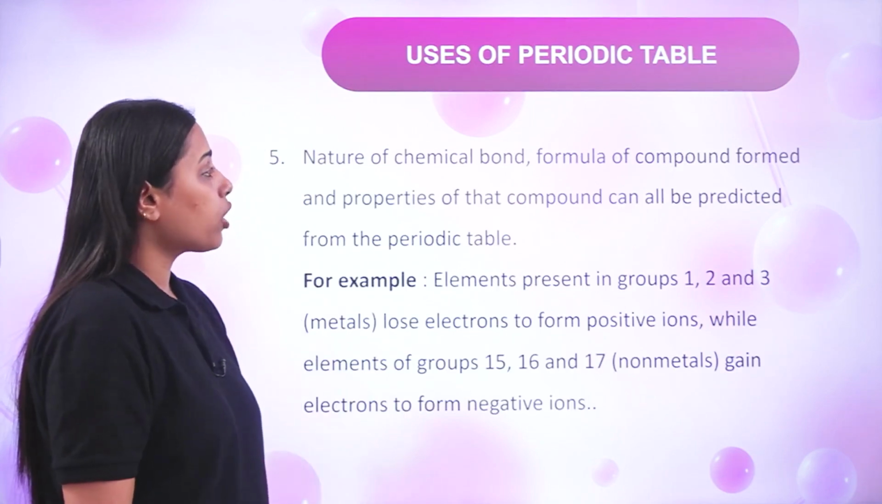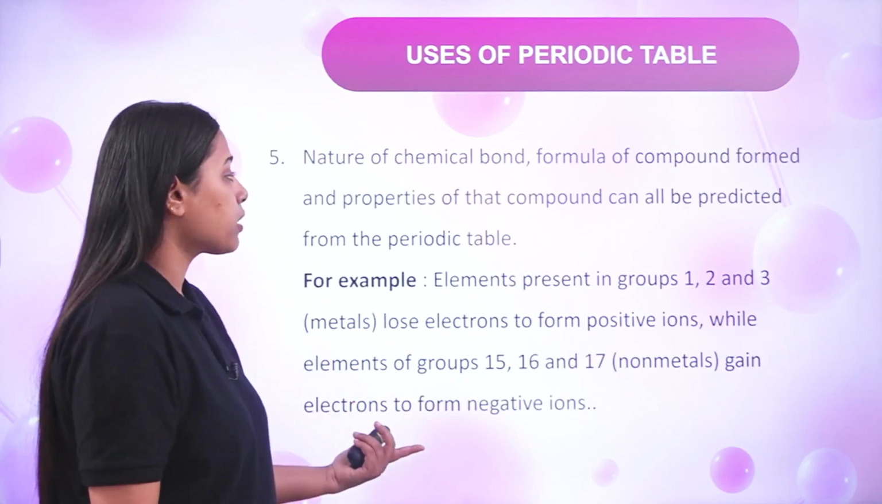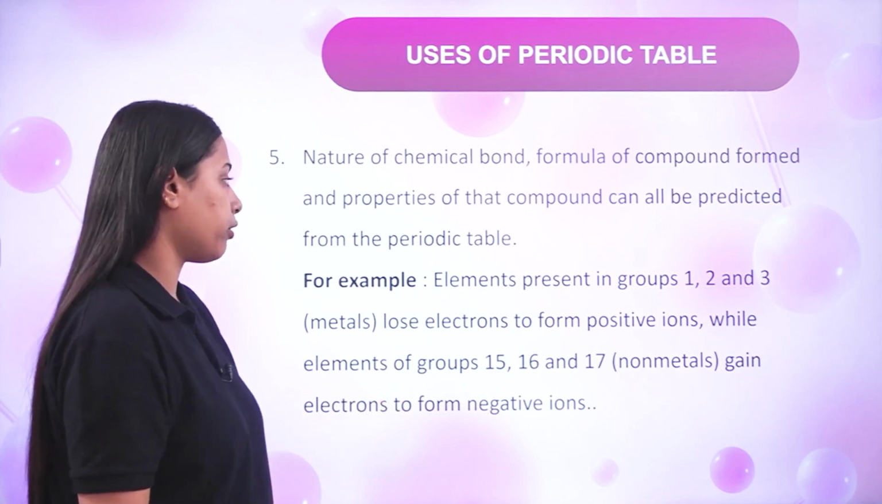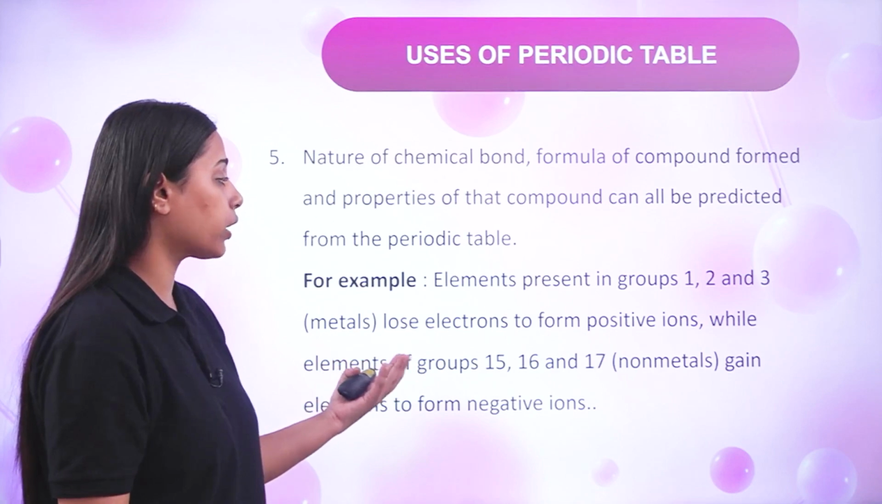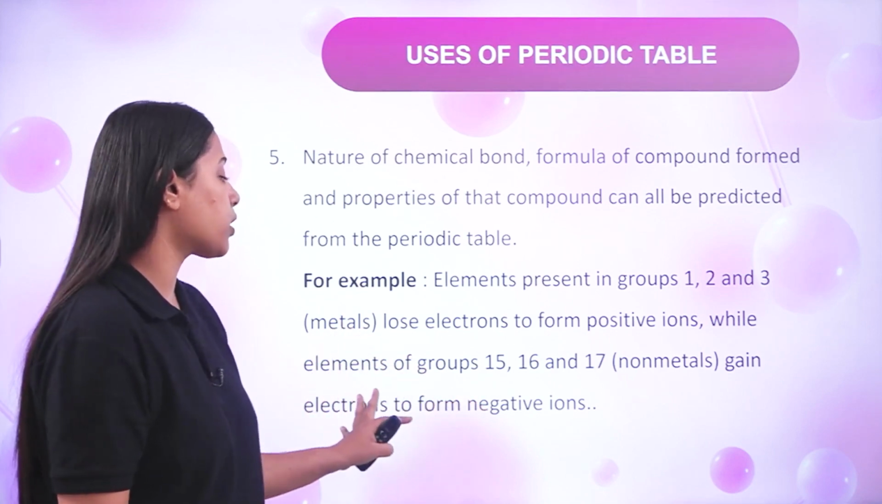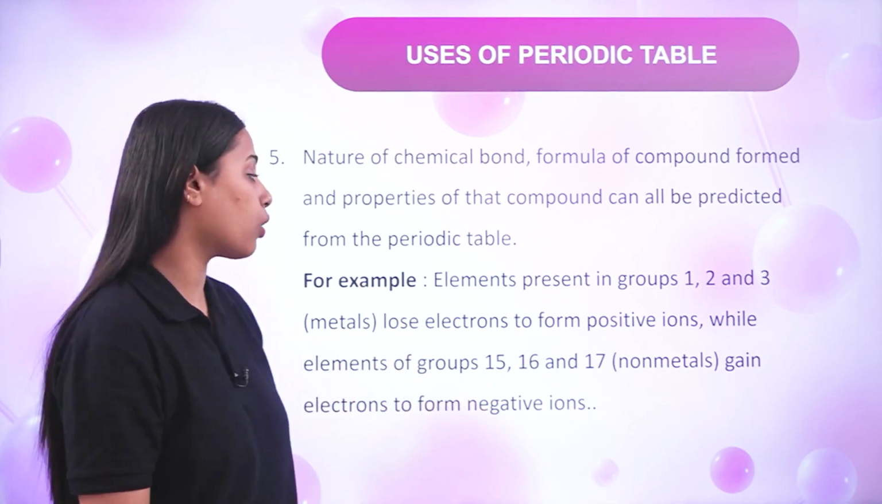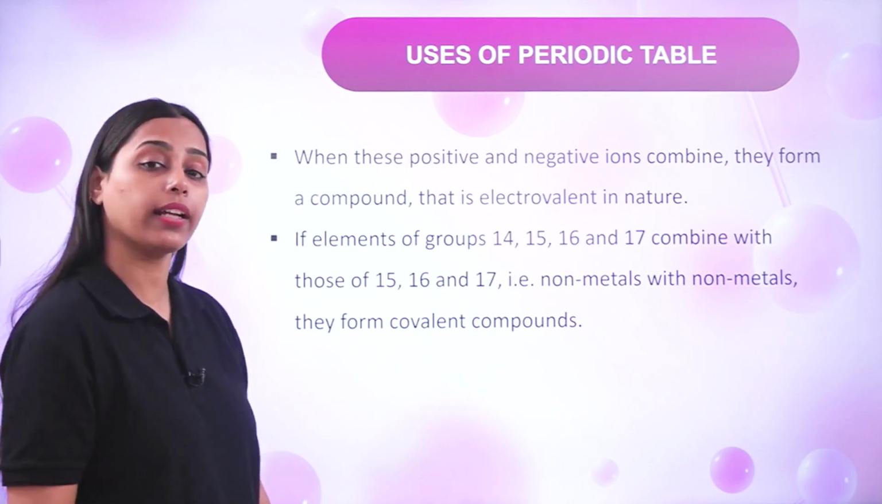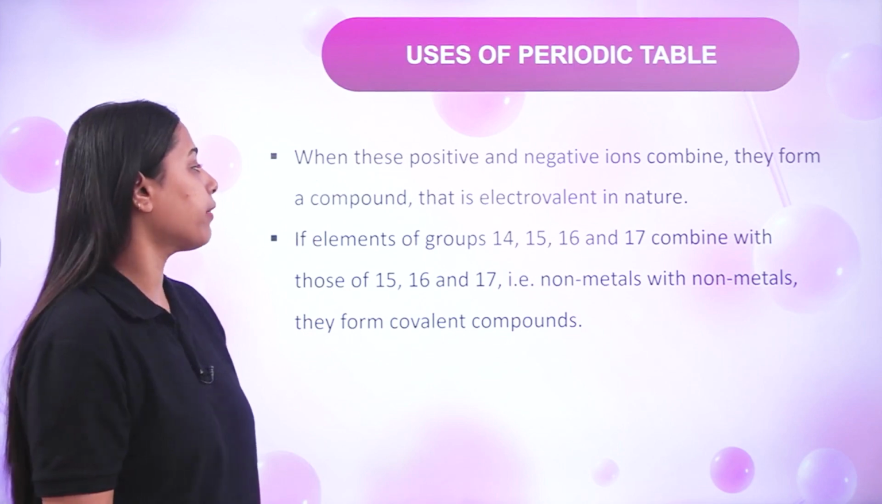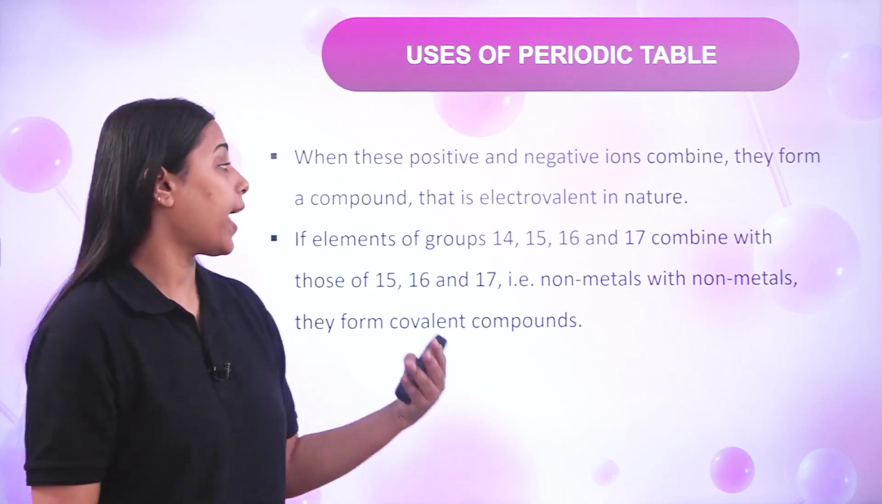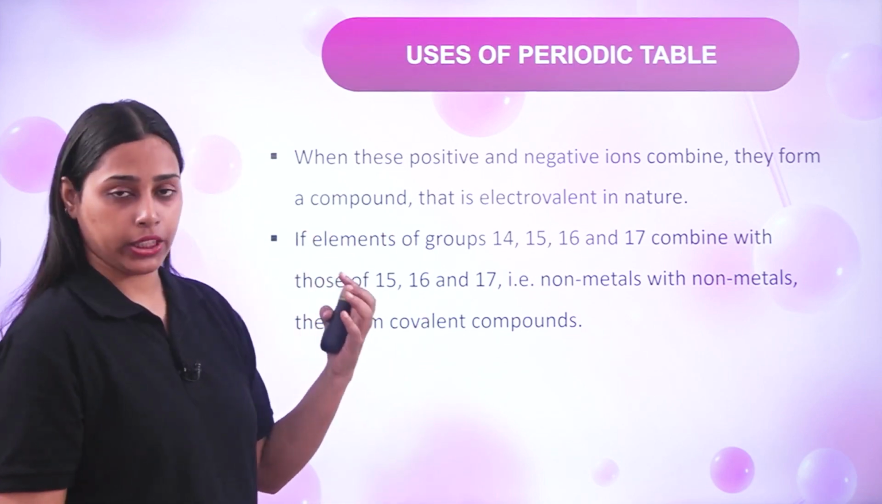Nature of chemical bond, formula of compound formed and properties of that compound can all be predicted from the periodic table. Like elements present in group 1, 2, 3 are metals. They lose electrons to form positive ions. While elements of group 15, 16, 17 are non-metals. They gain electrons to form negative ions. When these positive and negative ions combine, they form a compound, and they give rise to the electrovalent nature of that compound.